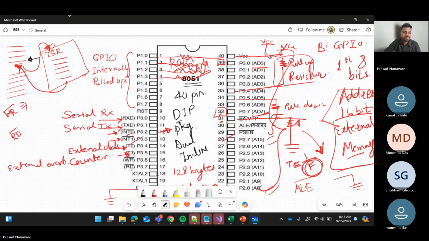Okay, so WR bar जब लो होगा तब क्या होगा, एक्सटर्नल मेमोरी का राइट सिग्नल है ये, एंड दिस इज एक्सटर्नल मेमोरी का रीड सिग्नल है. तो ये जब ग्राउंडेड रहेंगे तब ये इनेबल्ड रहेंगे बिकॉज दीज आर एक्टिव लो. So when these are active, we are enabling the write to external memory, and when the RD is low, we are enabling the read operation from external memory. आ गया समझ में? Then we have XTAL2 and XTAL1.